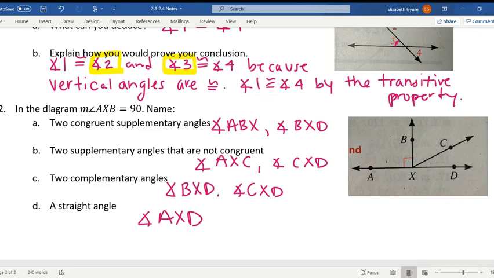Okay. Let me know if you guys have any questions, especially about the proofs and the theorems.